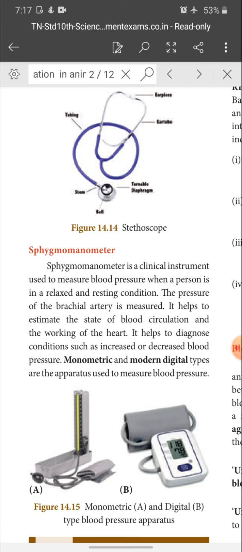And what are the types of sphygmomanometer? One is manometric, another one is the modern digital type. Usually in hospitals they mostly use the manometric type only. Nowadays in some families, one or two persons who have high blood pressure or low blood pressure get a modern digital sphygmomanometer on their own. They themselves measure the blood pressure. So these are the two types of sphygmomanometer: one is manometric, another one is the modern digital type.